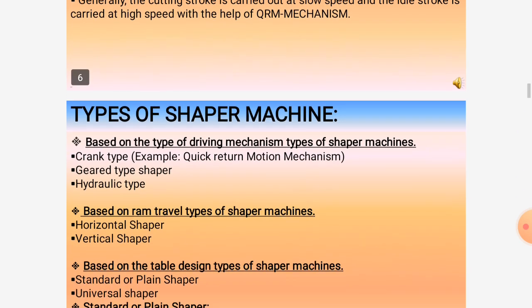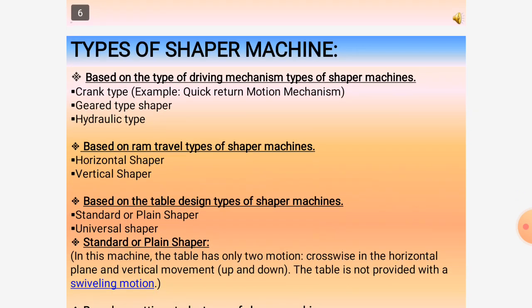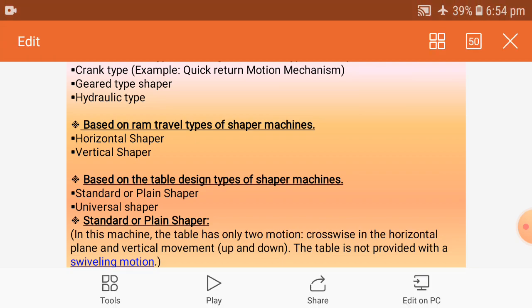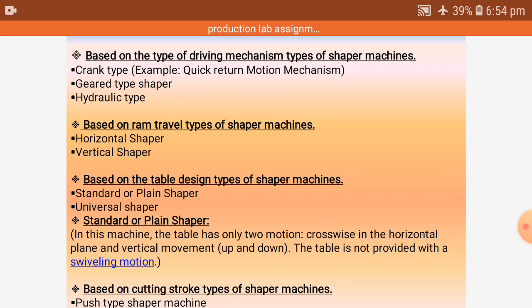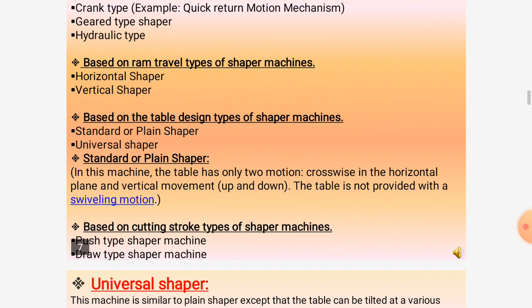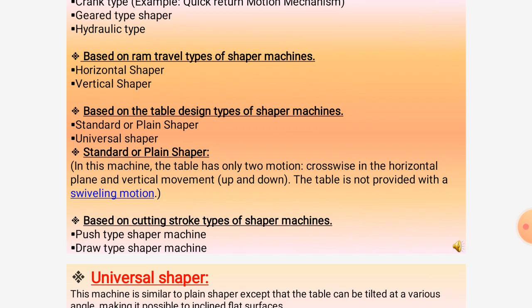Now, types of shaper machine. Shaper machines are classified into different types based on the type of driving mechanism, based on ram travel, based on table design, standard or plain shaper, and based on cutting stroke.